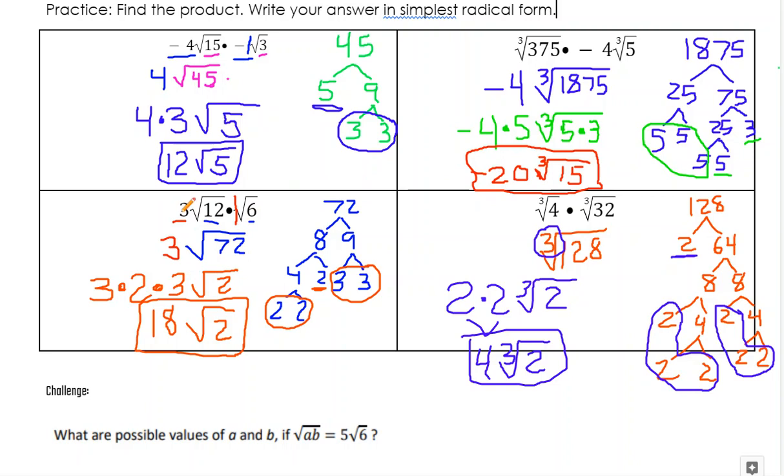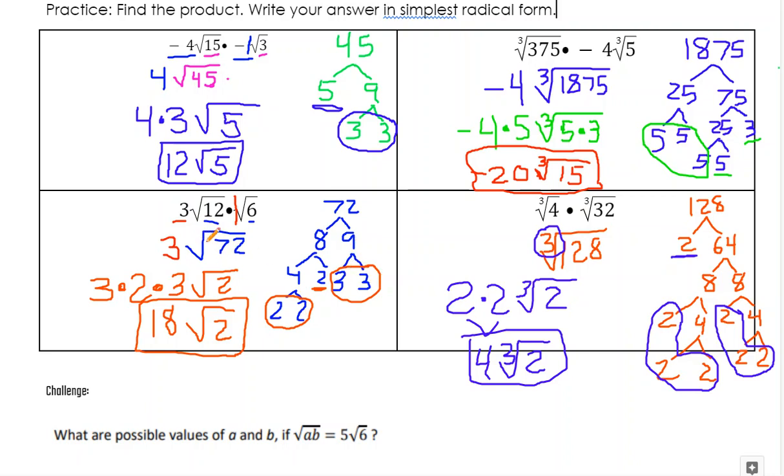This bottom left one, I have 3 square root 12 times square root 6. Well, this would be 3 times 1, which would be 3. 12 times 6 gave me 72. 72 I'd have to break down. 72 I know is 8 times 9. 8 can be broken down into 4 times 2. 4 can be broken down into 2 times 2. And 9 can be broken down into 3 times 3.